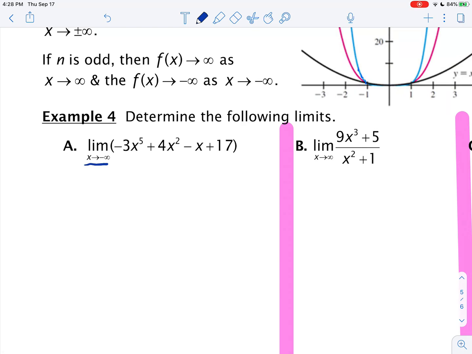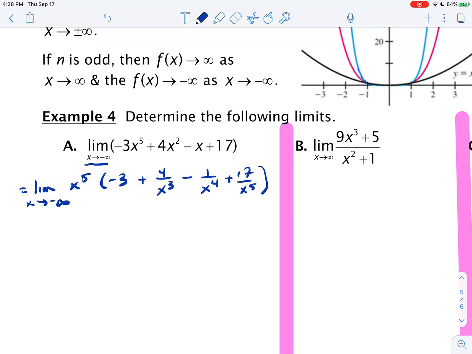All right, so if we're taking limits at infinity, you can use the strategy of factoring out the highest power. And I see the highest power is x to the 5th. So I can say that this is the limit as x approaches minus infinity of x to the 5th times minus 3 plus 4 over x cubed minus 1 over x to the 4th plus 17 over x to the 5th.